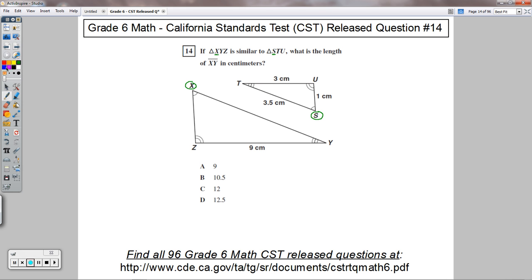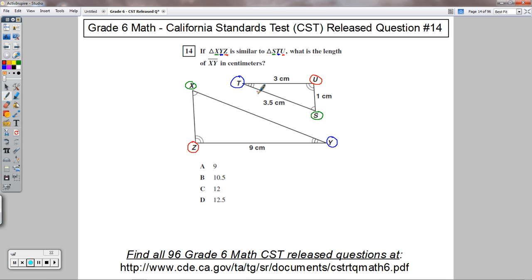In a like manner, I'll use blue for Y. So Y has to match up with T. If I look at my picture here, Y has 3 angle marks, and T also has 3 angle marks. So it looks like they drew the pictures to match up like we should expect. And then finally Z should be matching up with U. So here's U, 2 marks. Here's Z, 2 marks. So it looks like these are similar.